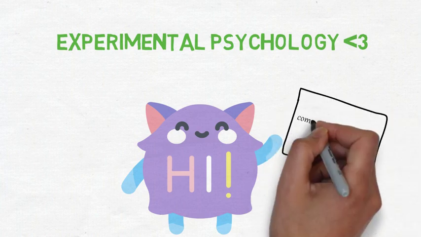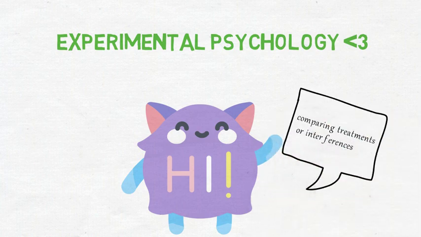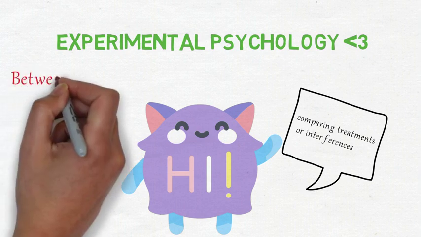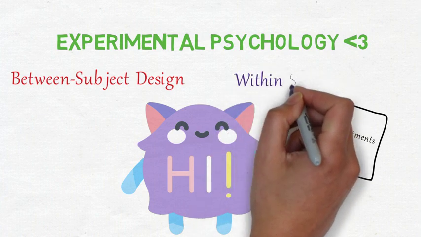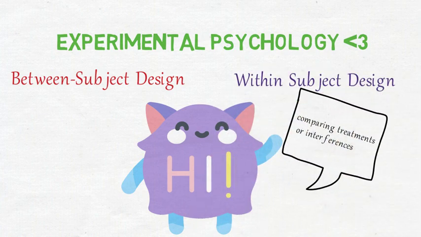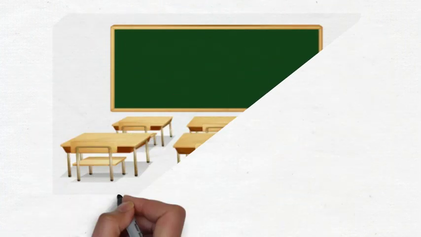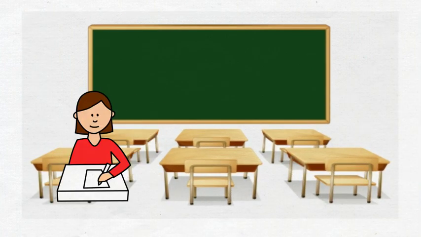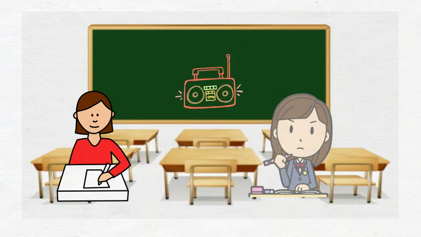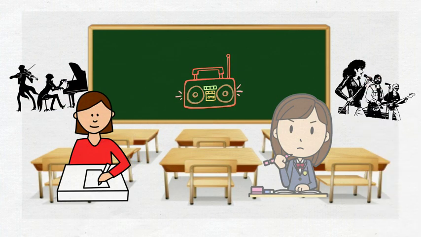Since we talk about comparing treatments or interferences in our study, we will now decide whether our participants will fall in between subject design or within subject design. Let me first give you an example for us to differentiate the two designs. So I want to know ano ang mas effective na setting for studying: a room with classical music or a room with rock and roll music.